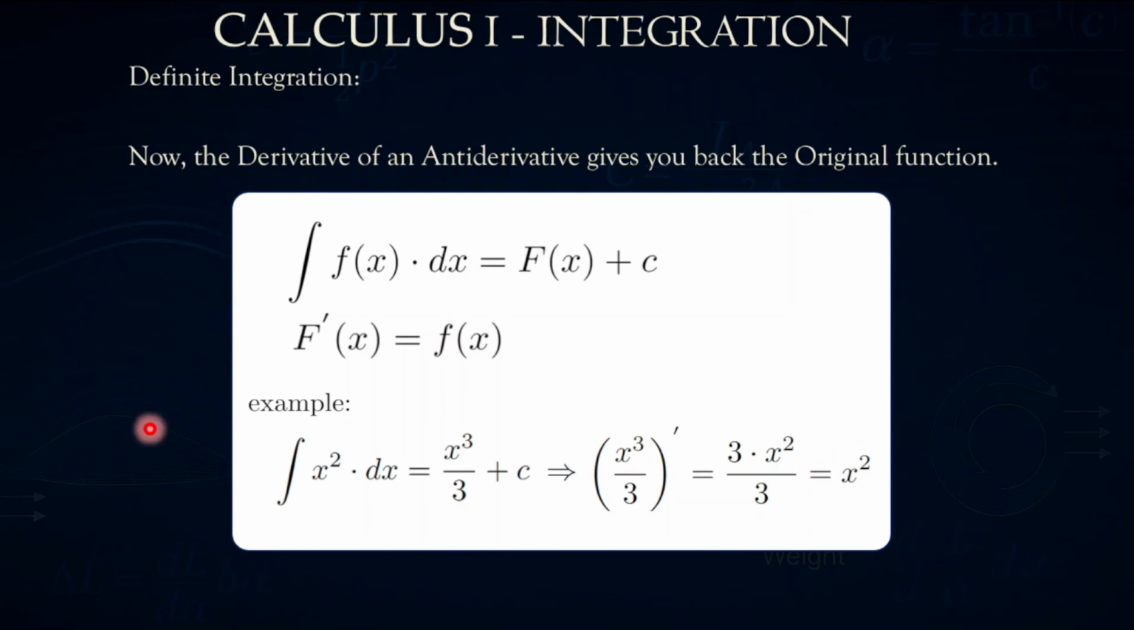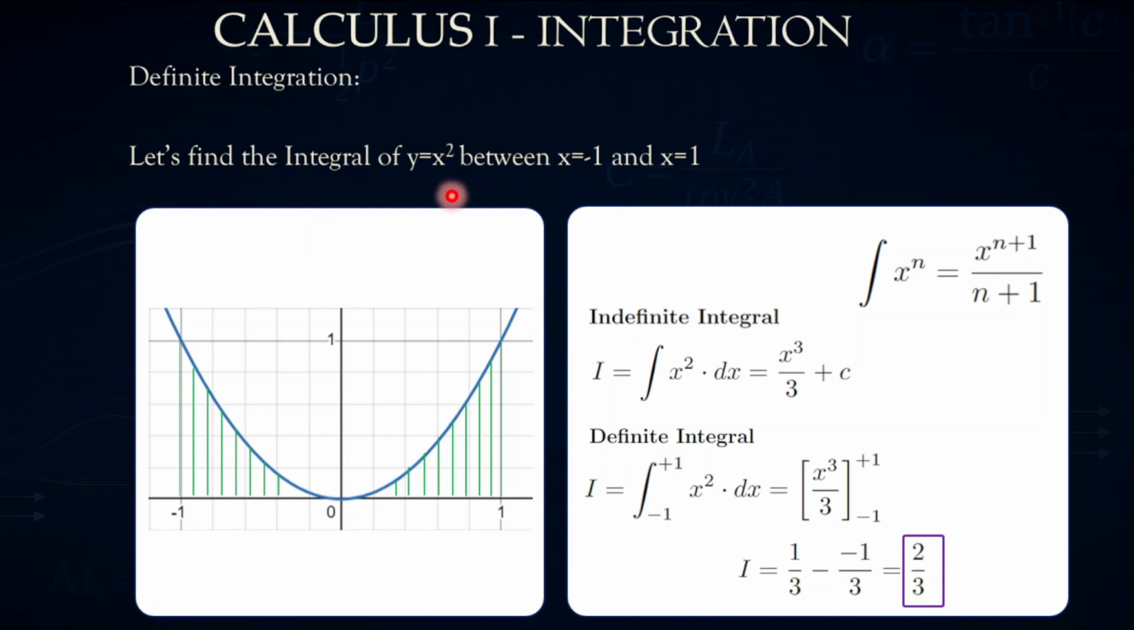Let's find the integral of y equal x squared between x equal minus 1 and x equal 1. y equal x squared is the parabola equation that passes through the origin and cuts the y-axis at x equals 0. The formula for the integration of a powered x, or x to the power of n, is equal to x to the power n plus 1 divided by n plus 1.